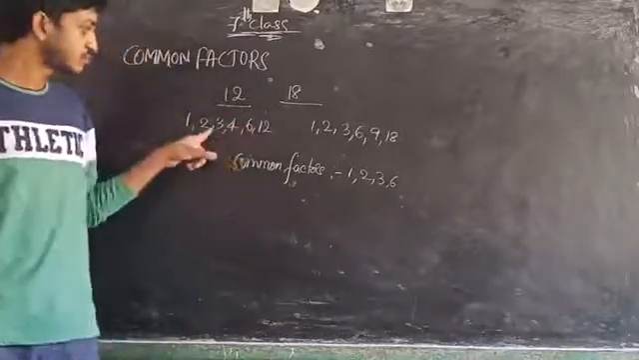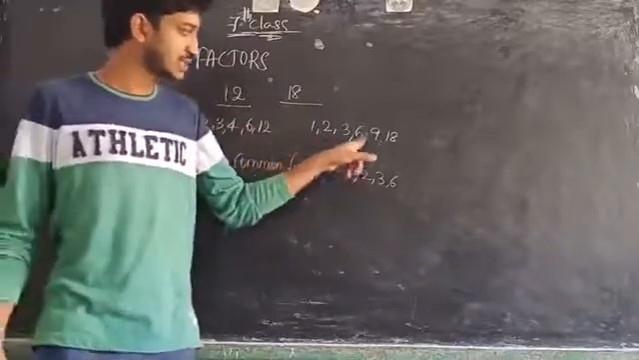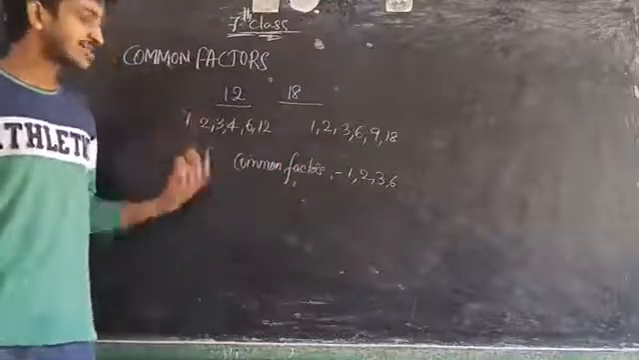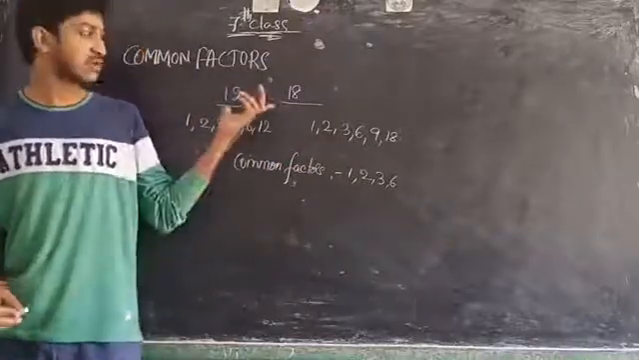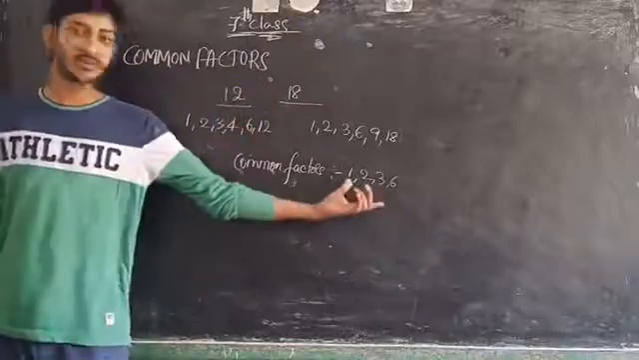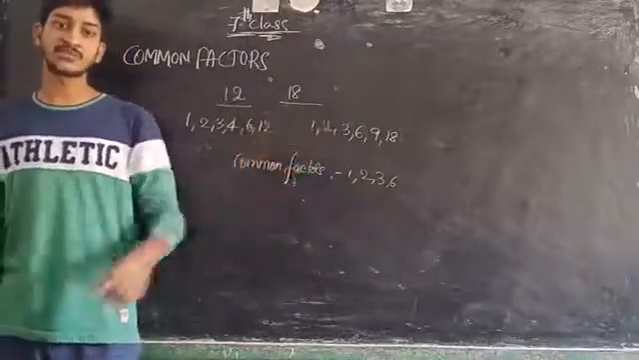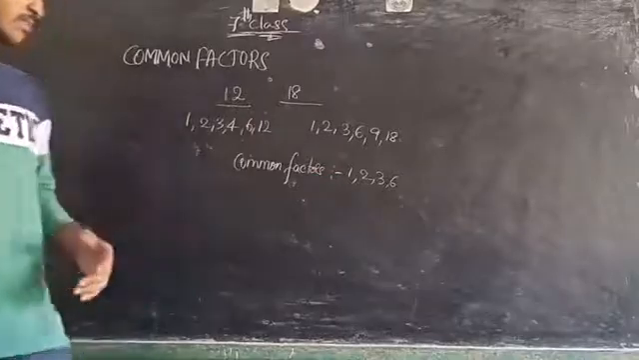See here, 1, 2, 3, 6. So common factors means the factors which are common for the given numbers. So here two numbers are given. These four factors are common for these two numbers. Okay, children.